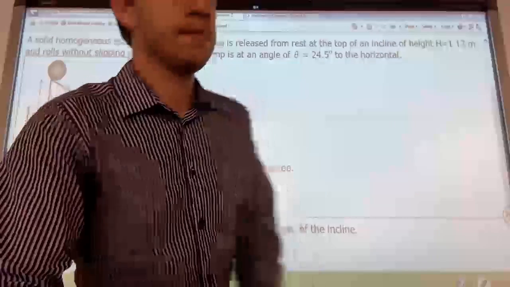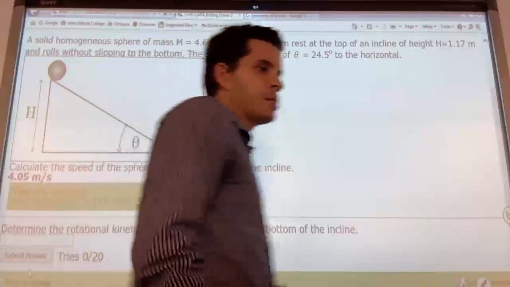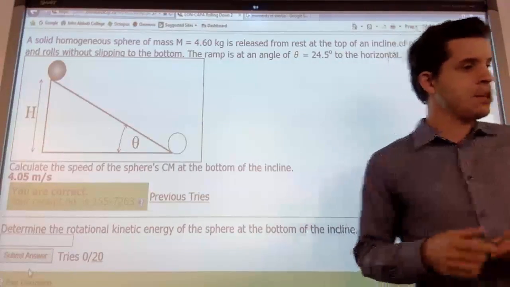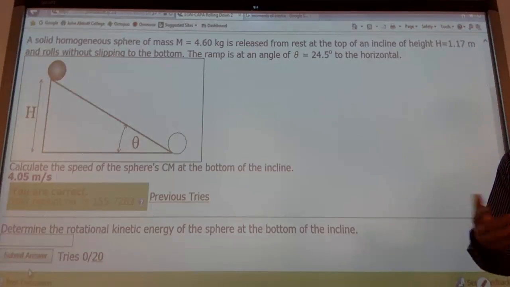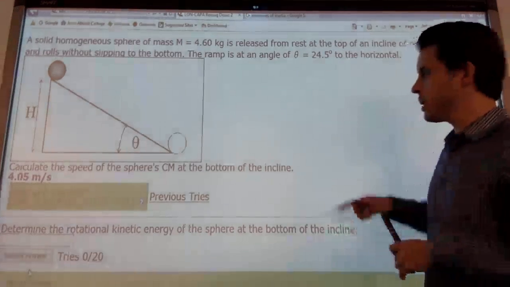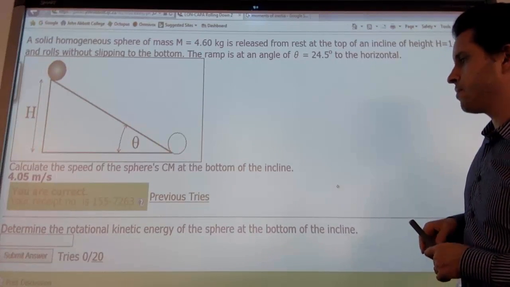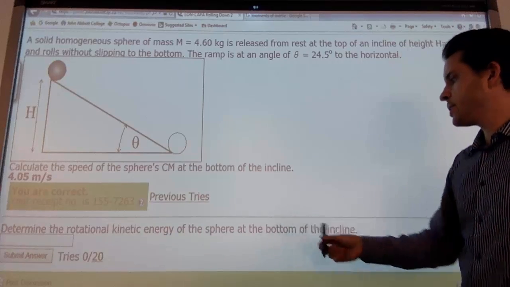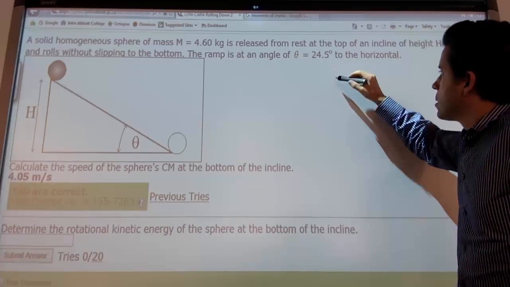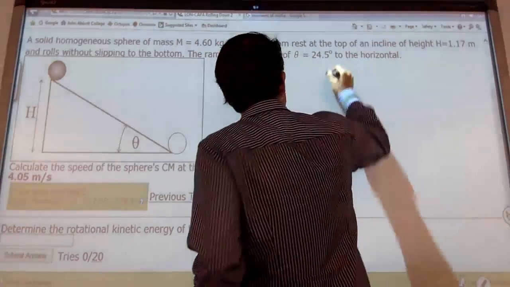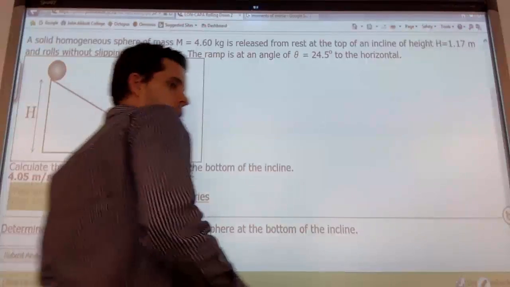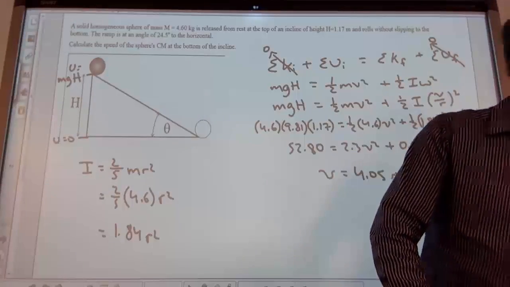And for the determine the kinetic energy, there's an extra part to this. Determine the rotational kinetic energy of the sphere at the bottom. Yeah. So let's just do that over here. The rotational kinetic energy is, this thing isn't working. Okay, that's not working. We'll go back to the notebook to do it.